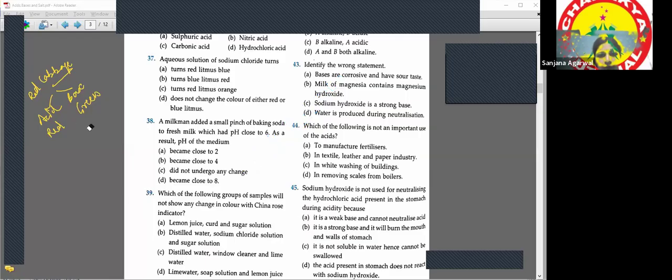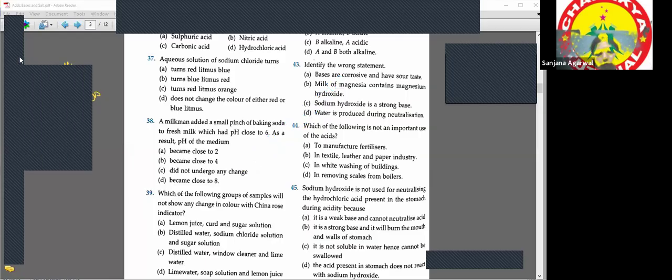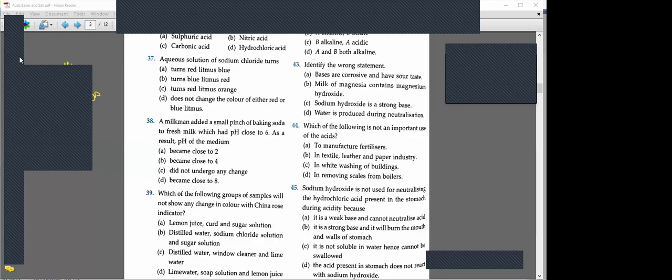Move to next. 38. A milkman added a small pinch of baking soda to fresh milk, which had pH close to 6. As a result, pH of the medium. Ma'am, pH 6 means it's basic or no, it's an acid.